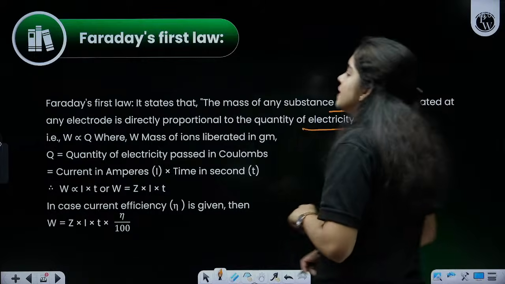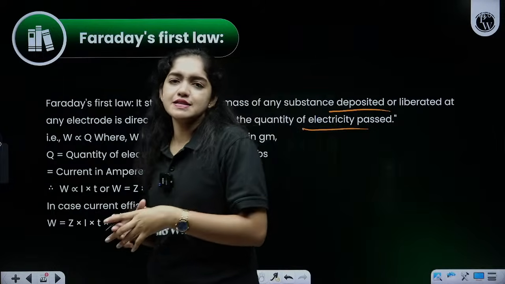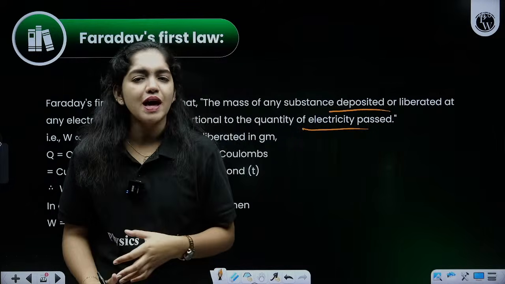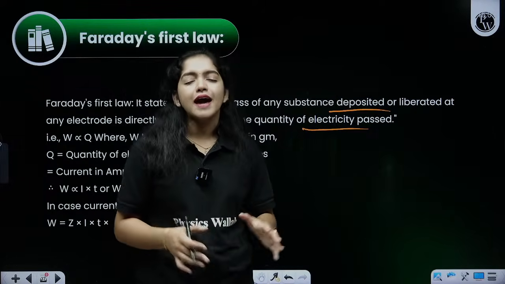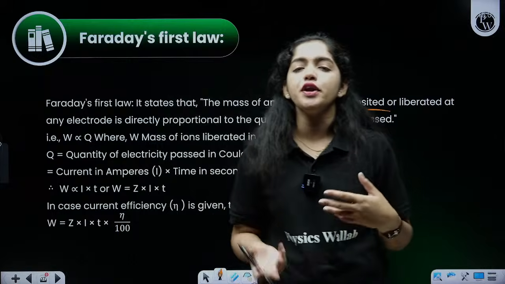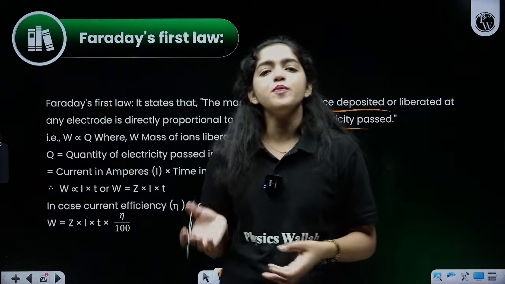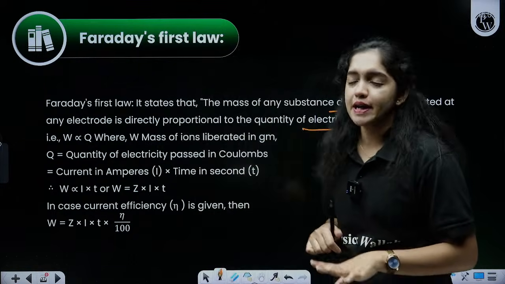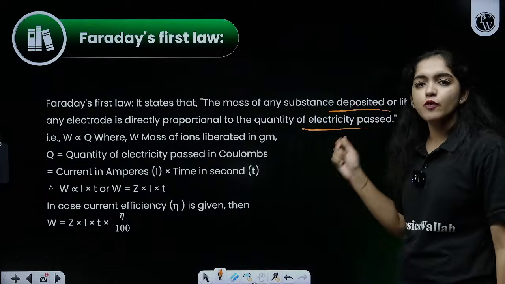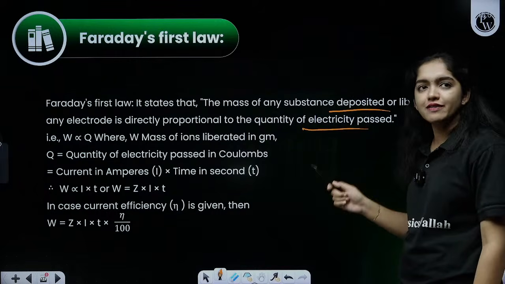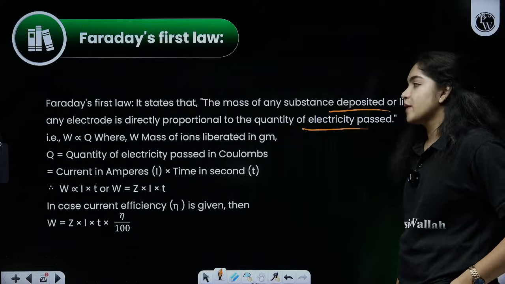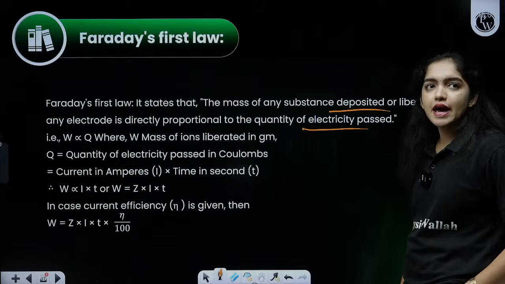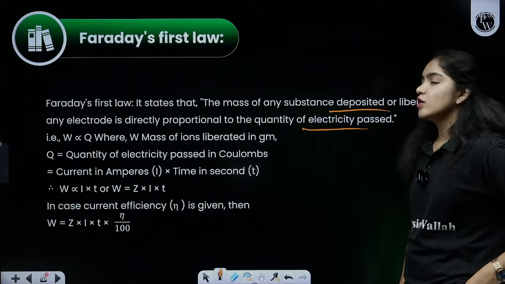Okay, come back. So that is very easy. The first law is very easy. We know that when electricity passes, what happens? The substance will be deposited on the electrode, anode and cathode, and they are directly proportional. When more quantity of electricity is passed, what will happen? The deposition also increases, so it's directly proportional. That means the mass of any substance deposited on any one of the electrodes is directly proportional to the quantity of electricity passed.